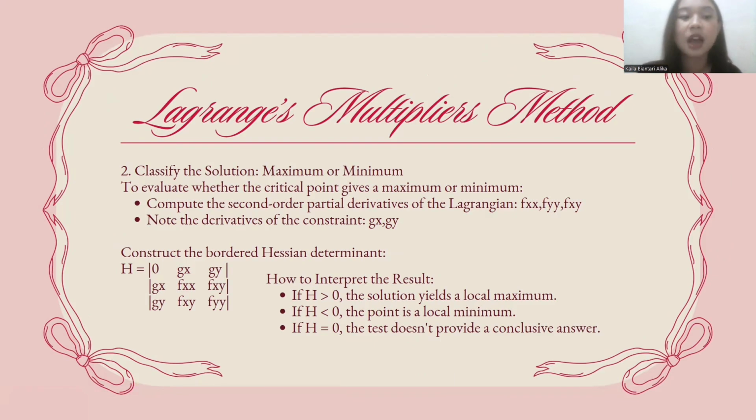Next step is to classify the solution. After finding critical points that satisfy the Lagrange conditions, we want to classify these points to know if they correspond to a maximum, minimum, or neither. First, you set up the Lagrangian function, and then you solve the system, and this gives you the critical points, which are x0 and y0, and the multiplier lambda.